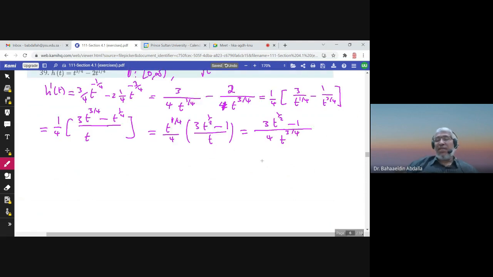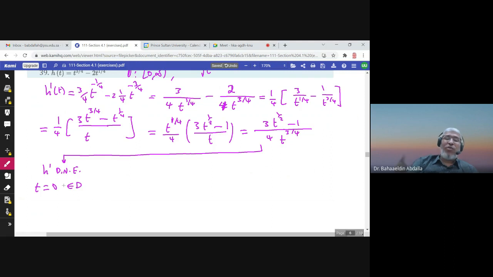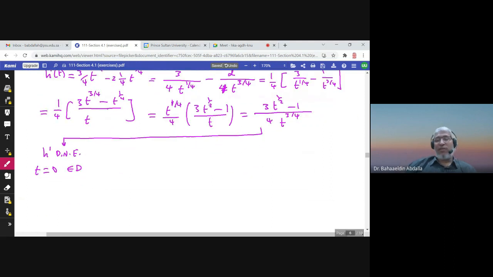Why is this the easiest form? Because I can see the zeros of the numerator and the zeros of the denominator easily. So now, can h prime not exist? And the answer is yes, if t is 0. When t is 0, the denominator would be 0 and h prime does not exist. And this belongs to the domain because the domain is from 0 to infinity.